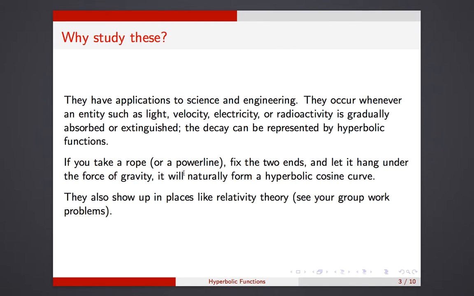Another example: if you take a rope, or maybe a power line, fix the two ends and let it hang, then gravity will force it down into the shape of a hyperbolic cosine curve. They also show up in places like relativity theory, which you will see in your group work problems. So they show up in physics, and that's why we're doing these now.